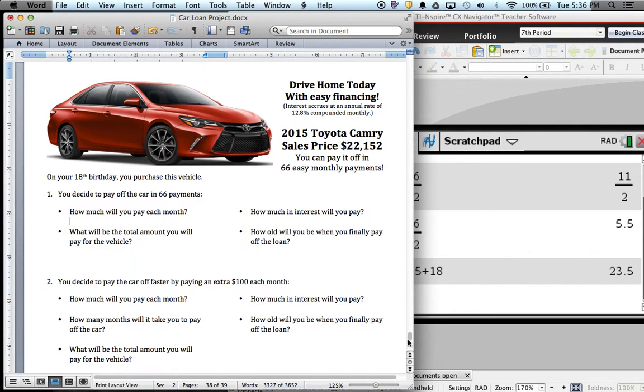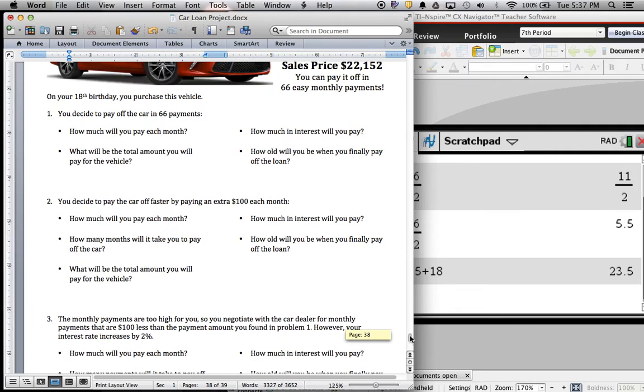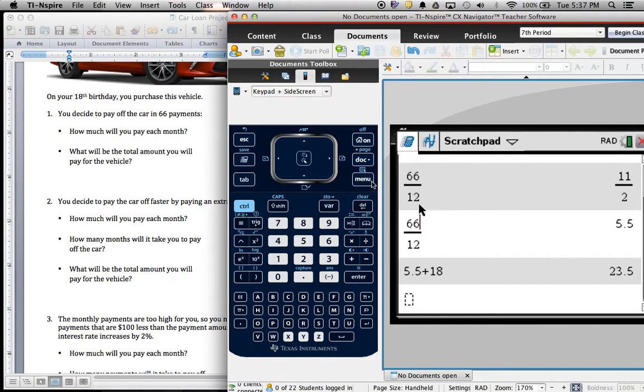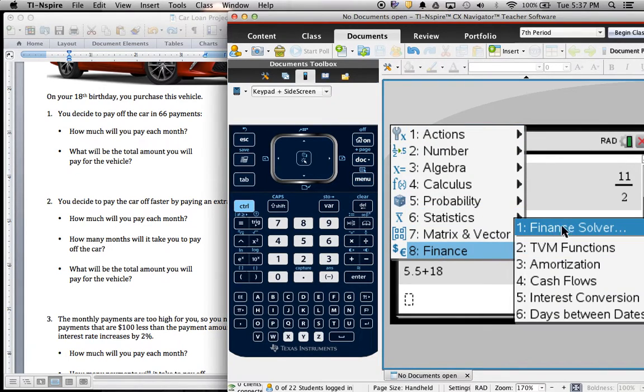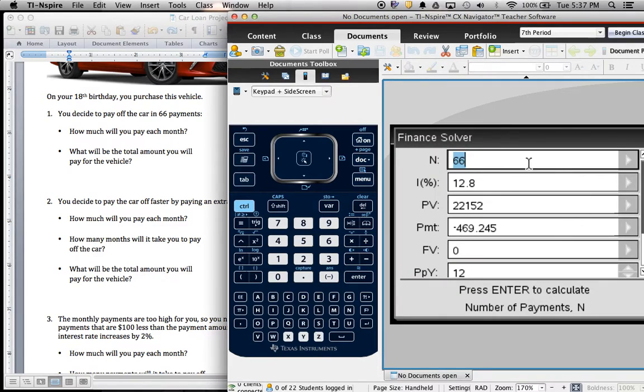All right, so now let's look at the second scenario. The second scenario is you want to pay off the loan as fast as you can, so you're paying an extra $100. So you're going to go back to your finance solver. Notice that all your information is still there.